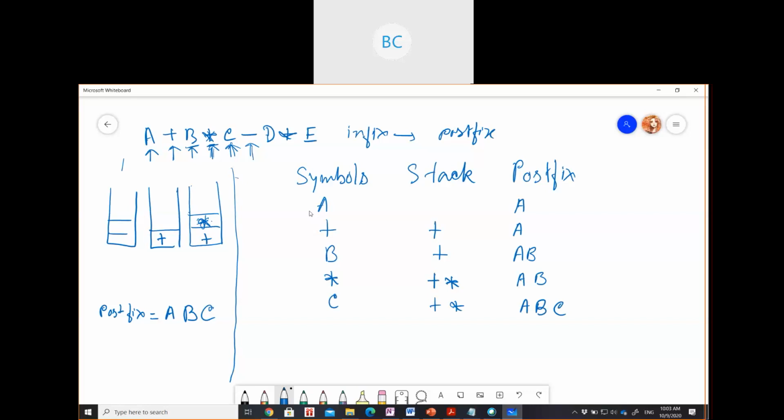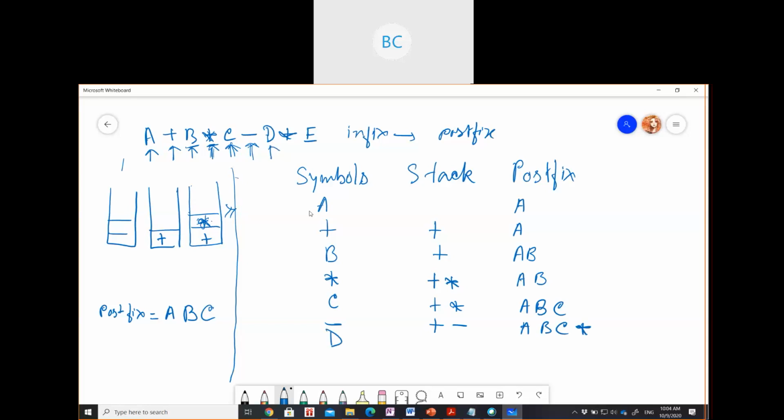Next you have minus. So now you will see what is in your stack. Suppose this is your stack. So inside your stack you have multiplication and now you are getting a minus sign. So your multiplication has higher precedence. That's why you will simply pop this multiplication and instead you will keep the minus sign here. Okay.